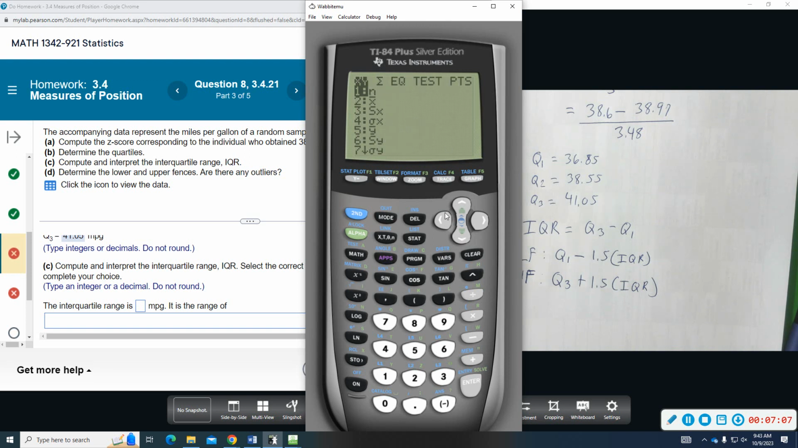And then if we arrow back to points, you can pull these up once you've computed the statistics. So I can just pull up Q3 and then say minus, and I got to go back there again. VARs, 5 for statistics, arrow back to points, and this time I will want option 7. So Q3 minus Q1, I get 4.2. That would be the same thing if I typed in 41.05 minus 36.85. 4.2.